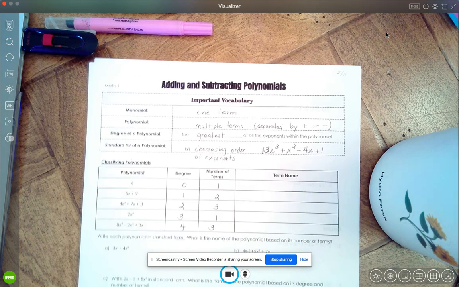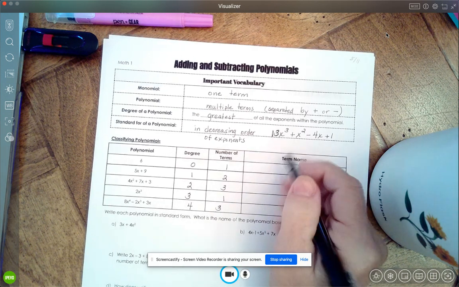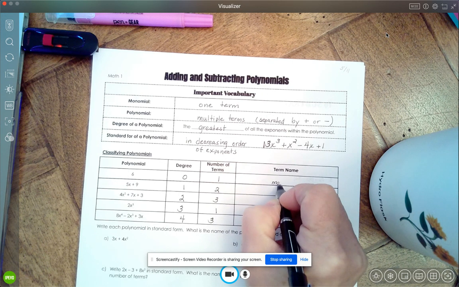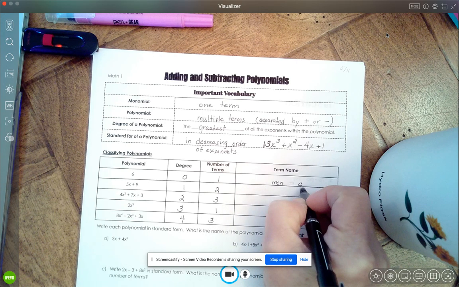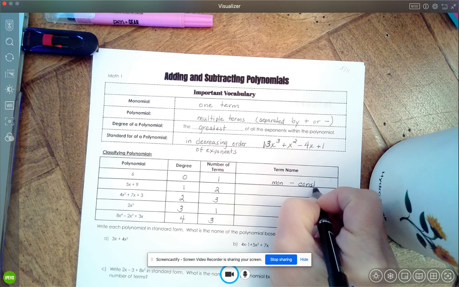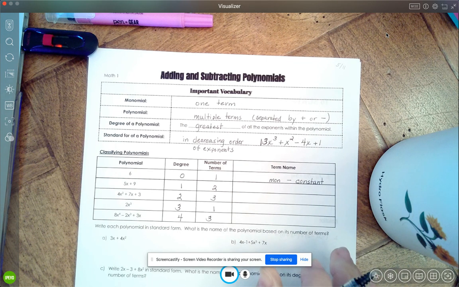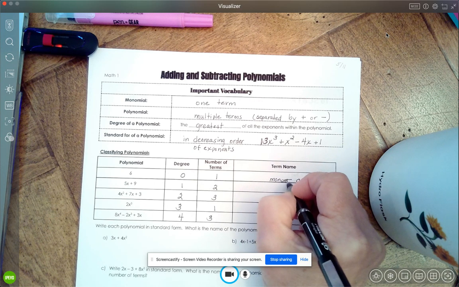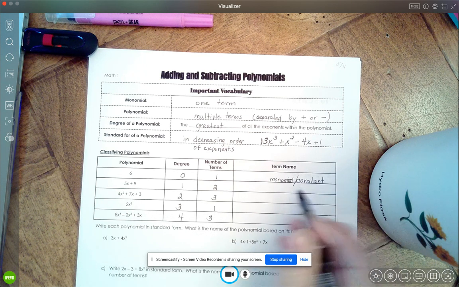Okay? So here we're making sure they're in standard form. And we're naming them. This one, sorry, if it's only one, it's a monomial. And it would be a constant. Monomial, okay? And it is a constant.